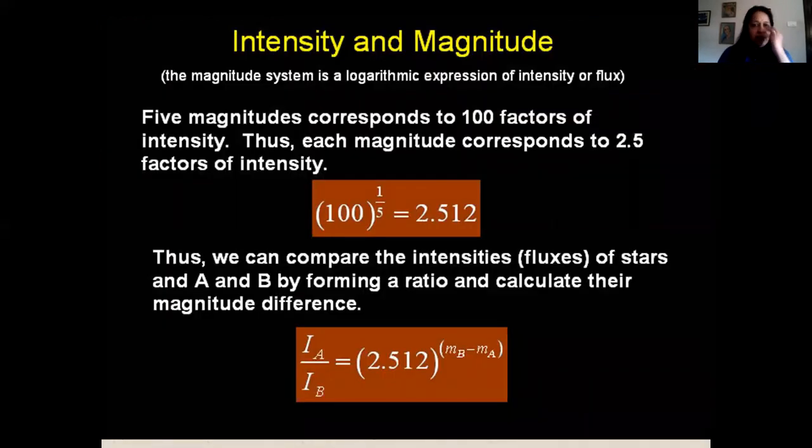So what is intensity? We've already spoken about intensity and magnitude scales on the first day where we did the basics of these things, where you saw that we have a magnitude scale to describe the brightness of stars, and 5 magnitudes corresponds to a factor of 100 in intensity. So stars which differ by 5 magnitudes differ in brightness by 100 times. And therefore 100 to the power of 1 by 5 is 2.512, and the intensities vary in this form: I_A by I_B is 2.512 to the power of the magnitude of star B minus the magnitude of star A.